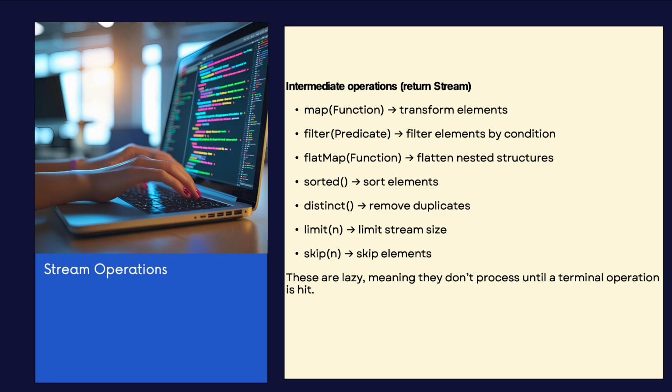Now we will know about stream operations. Basically, there are two types: intermediate operations and terminal operations. But first we will know about intermediate operations. Here is the list. Map transforms elements. Filter filters elements by condition. FlatMap flattens nested structures. Sorted sorts elements. Distinct removes duplicates. Limit limits the stream size. Skip skips elements. These are lazy, meaning they do not process until our terminal operation is hit.